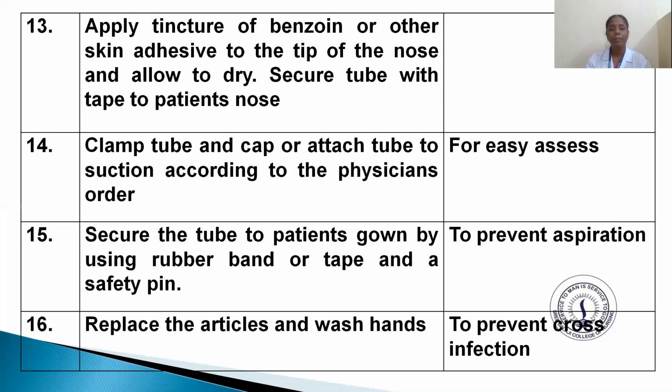Another step is to clamp the tube, and after that you can secure the tube over the nose with cellophane tape. Clamp and cap it, or attach the tube to suction according to the physician's order only. Secure the tube to the patient's gown using a rubber band or tape and a safety pin to prevent aspiration, then replace all the articles and wash hands to prevent cross infection.